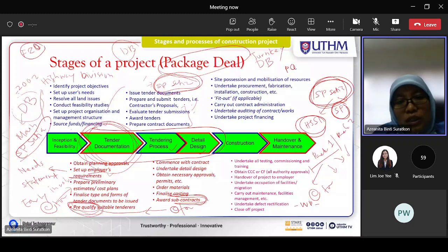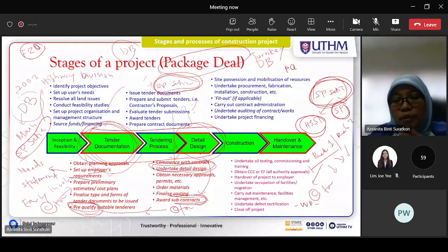The client will do the evaluation. And then here, detail design. Meaning here the contractor SP Setia is selected, and SP Setia will continue with the detail design. Once the design is detailed, SP Setia will call for tender for subcontractors to work under the work packages.